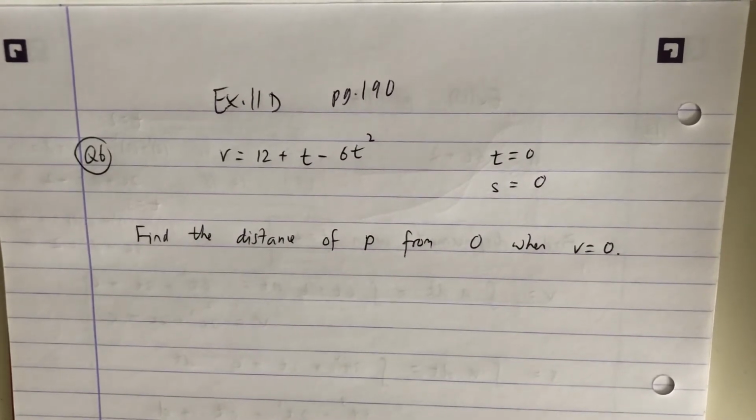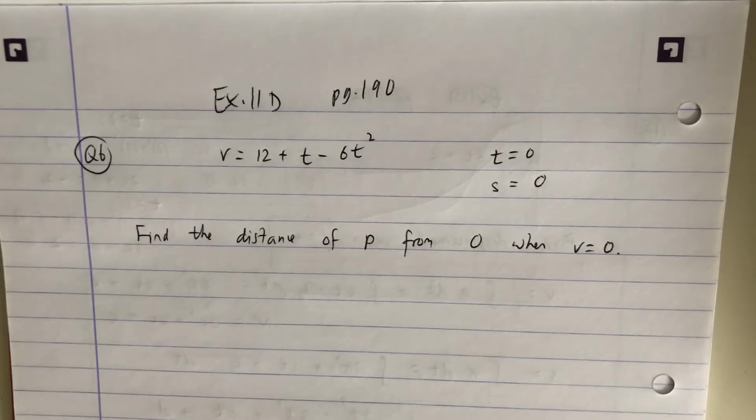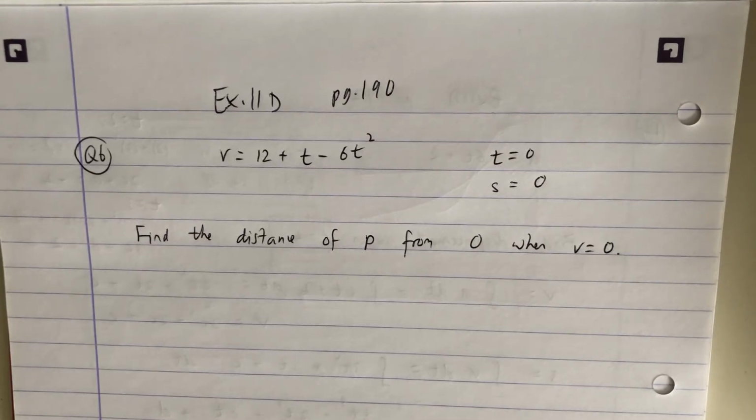Just going to go through a question that was requested from Exercise 11D on page 190, question 6. You get a formula for the velocity of something moving along a straight line: v equals 12 plus t subtract 6t squared. They tell you when t is equal to 0, the displacement is 0, and you're asked to find the distance of P from O when v is equal to 0.